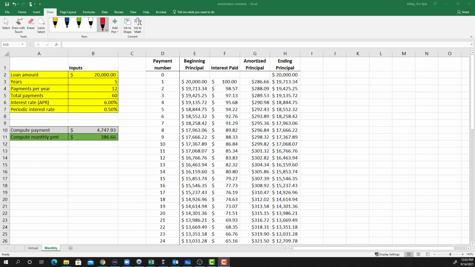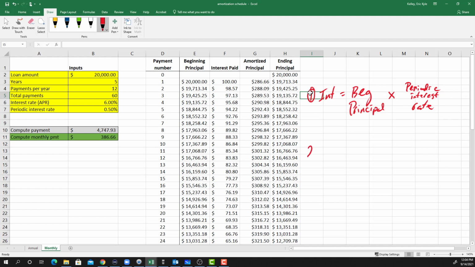So there are a few things you need to keep in mind, though, as you proceed. The first thing that you need to remember is for any given payment, the interest component is just the beginning principal times the periodic interest rate. And so as we move from one payment to the next, the beginning principal changes, and so the interest component is going to change as well.